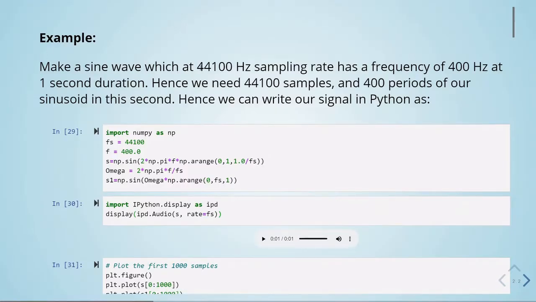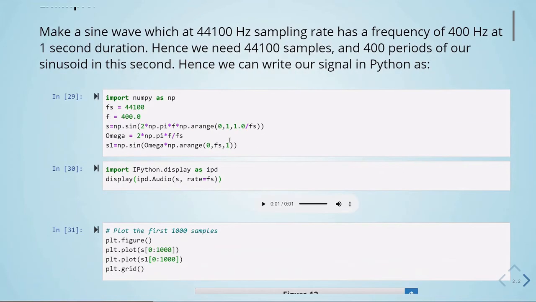Let's see this theory in practice with an example. We are using a sampling rate of 44.1 kilohertz, and a sine wave with a frequency of 400 hertz and 1 second duration. So we need 44,100 samples and 400 periods of our sinusoid in this second.